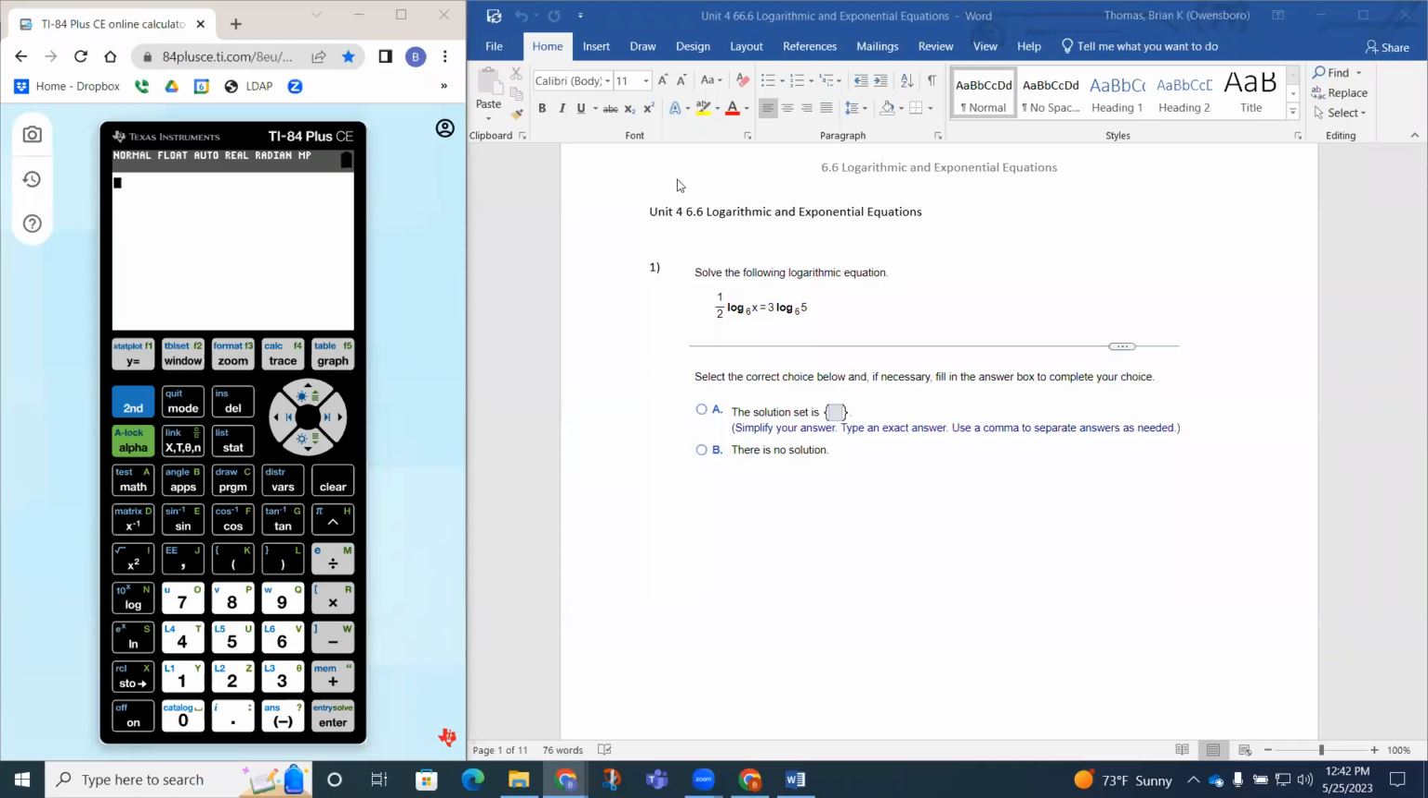So unit 4, we're doing 6.6, logarithmic and exponential equations. Again, we're trying to solve for x, but now we're in the form of either a logarithmic or an exponential equation. So we're trying to find what x is to make each side equivalent.